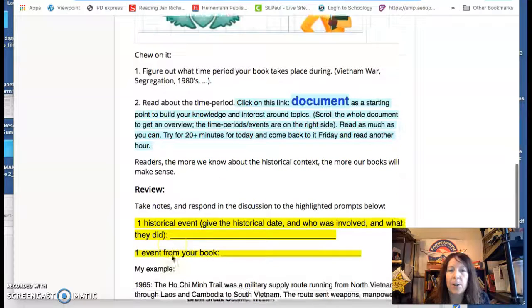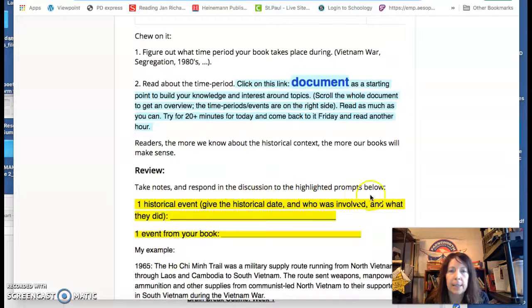And to review, take notes and respond in the discussion to the highlighted prompts below. One historical event: give the historical date and who was involved and what they did. One event from your book.